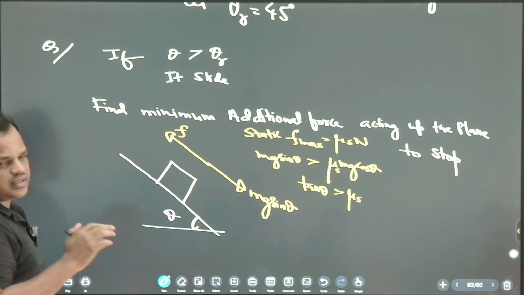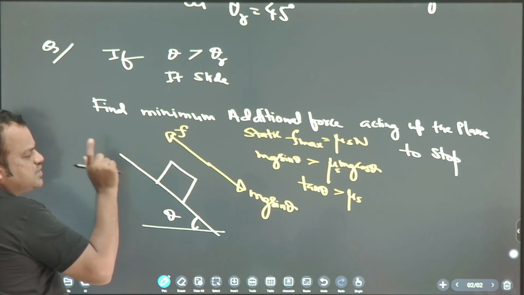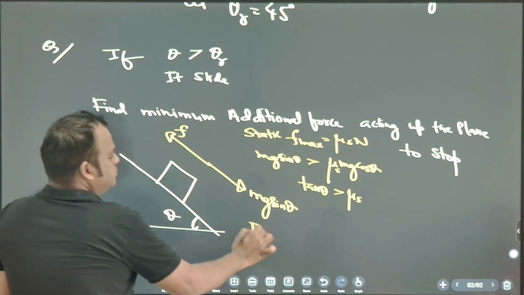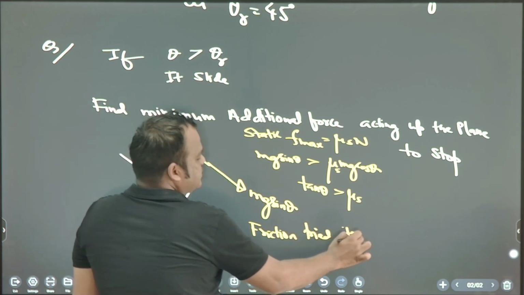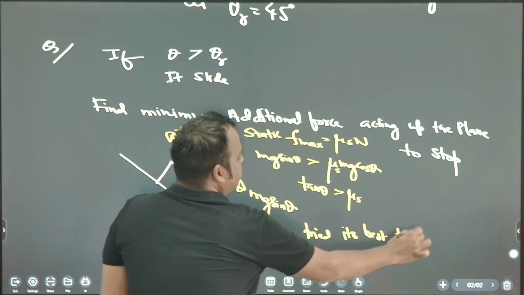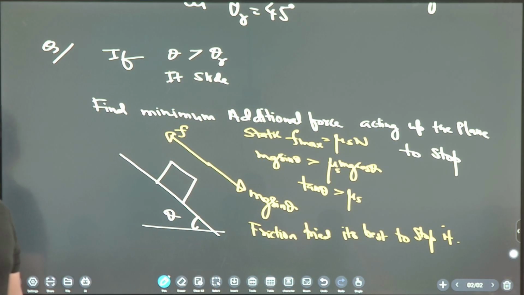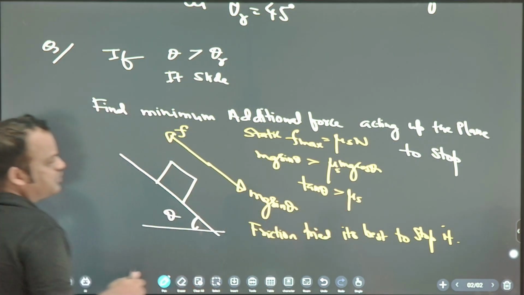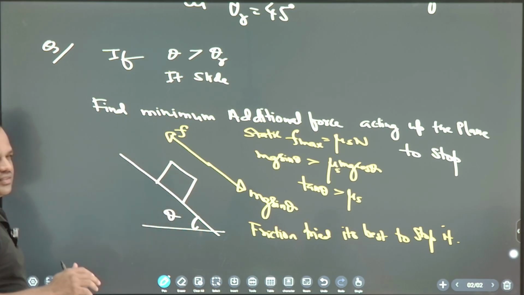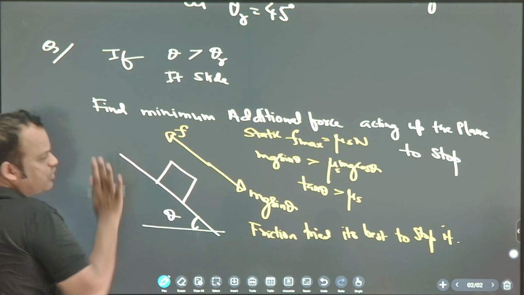So friction tried its best to stop it, but cannot stop it, because this condition is there. That's why it is sliding. Friction is there, acting, but not sufficient to stop it.